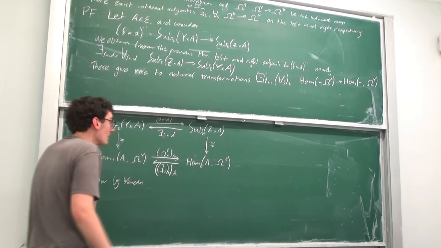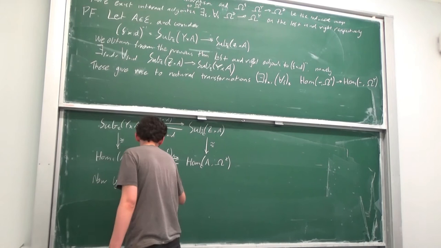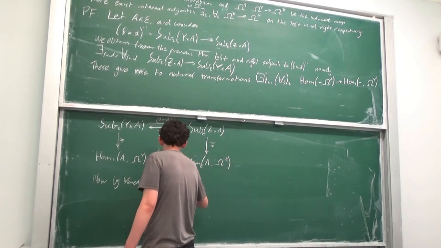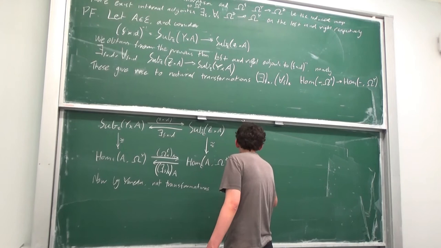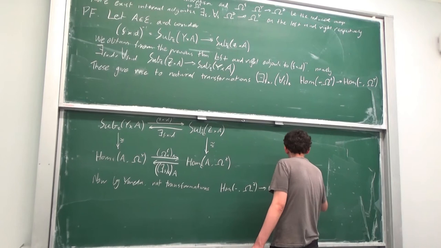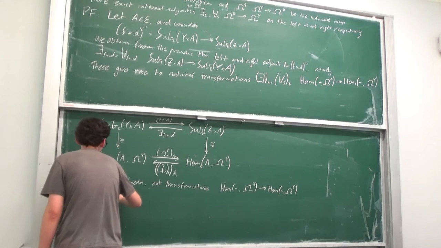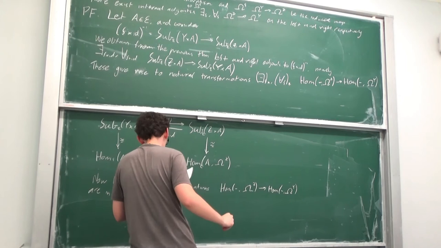Now, by Yoneda, natural transformations of this form, from blank omega to the Z to blank omega to the Y, are in bijection with just Hom of omega to the Z, omega to the Y.